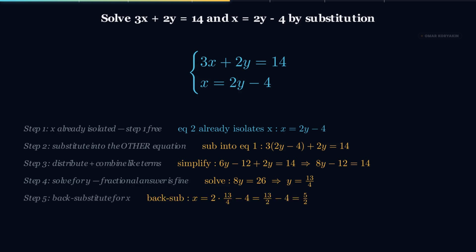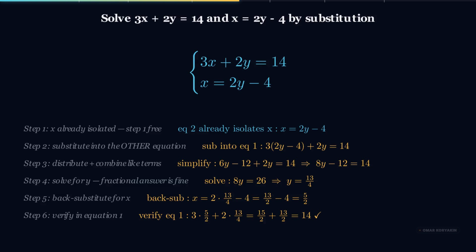Step 5. Back substitute. Plug y equals 13 over 4 into the expression x equals 2y minus 4. x equals 2 times 13 over 4 minus 4 equals 26 over 4 minus 4 equals 6.5 minus 4 equals 2.5, which is 5 over 2. The second variable, x equals 5 over 2.